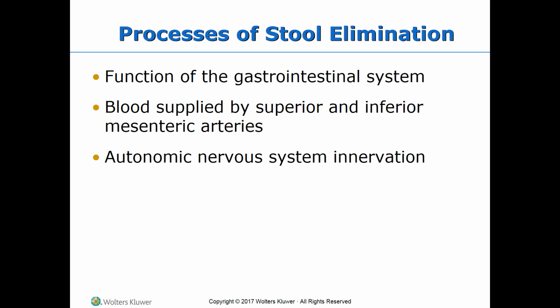Okay, so now for elimination of wastes through the digestive system. So we have stool elimination, and stool elimination is given by the colon. Now, the colon is supplied by the inferior mesenteric arteries and is innervated by parts of the ANS, like sacral nerves or the vagus nerve.